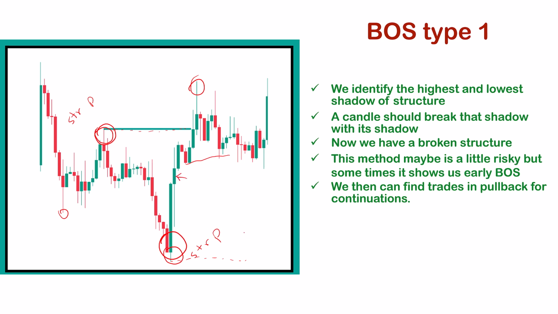So we identify our first primary structure, we identify the lowest point of its shadows. Then we wait until one of these points, for example the high, gets broken with a candlestick's shadow. When it happens, we have our break of structure and we can try to find buying setups in good POIs.